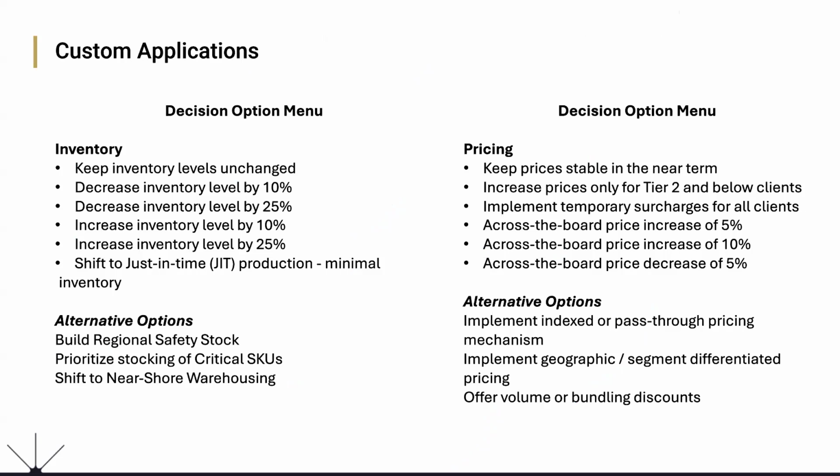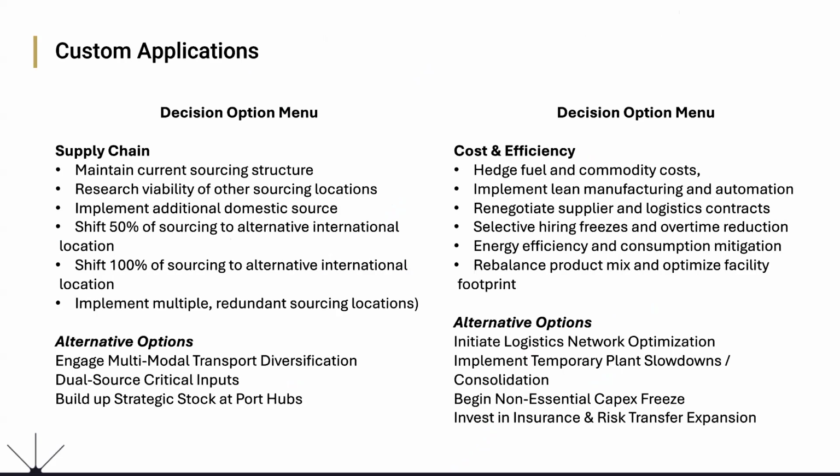So you can see everything from inventory management to pricing. We also go into supply chain diversification and cost efficiency. Now, each one of the bullet points that you're seeing on these slides represents an actual choice that a company actor or a policy actor might be asked to make in response to certain geopolitical developments.